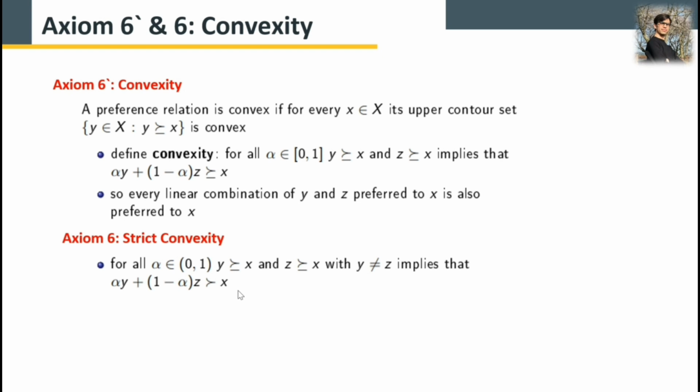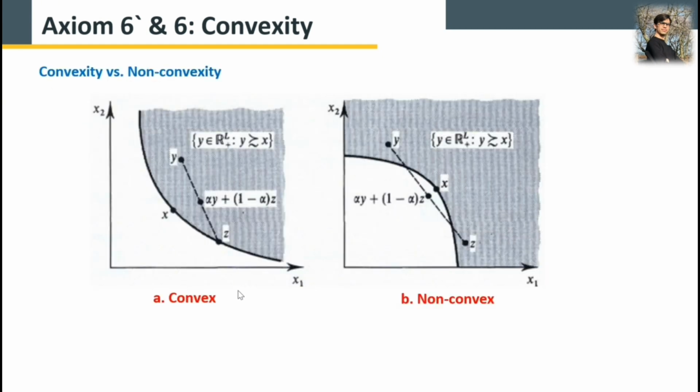So let's show these axioms graphically to be as clear as possible. So here are two graphs. What do you think? Before I tell you, just pause the video and tell me which one is convex and which one is non-convex, and write it down in the comment section below. But by the way, panel A is a convex preference relation, or a convex set, but panel B is non-convex.